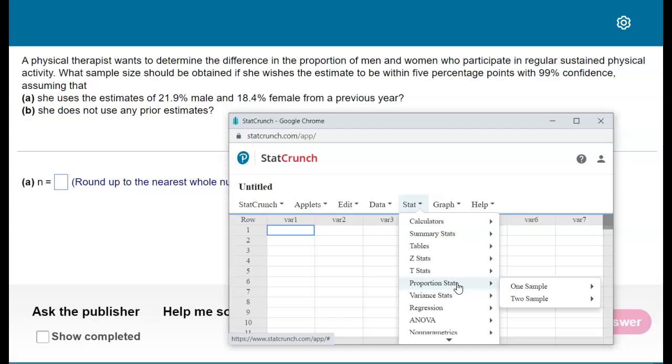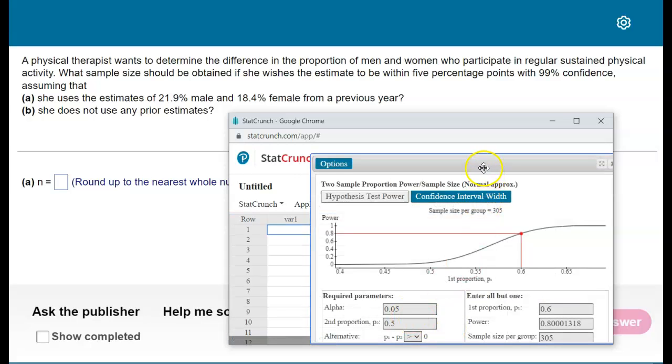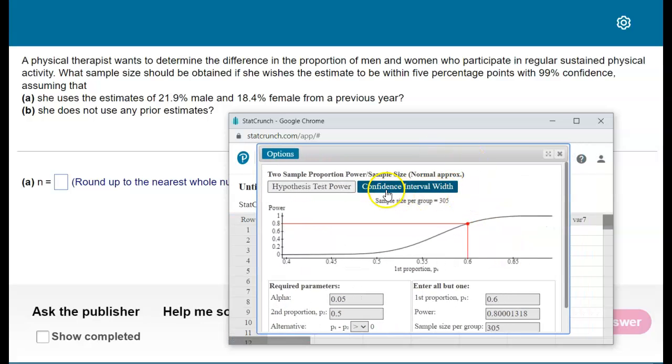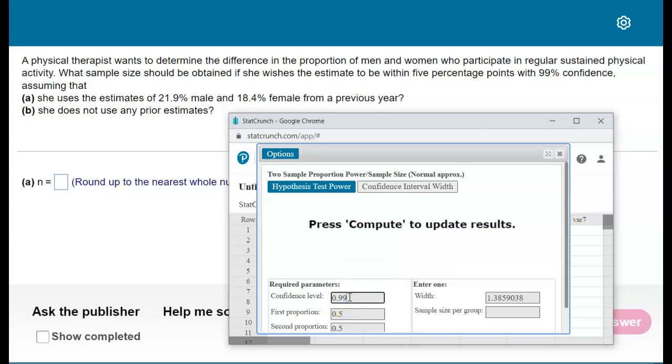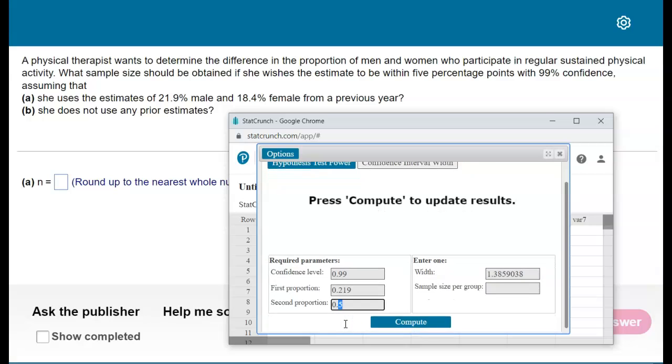This is two samples because it's men and women. And we're going to do power/sample size. Okay, so to do this, we need to choose confidence interval width. Our confidence level is 99%, so 0.99. Our first proportion is 21.9%, so that's 0.219. Our second proportion is 18.4%, that's 0.184.